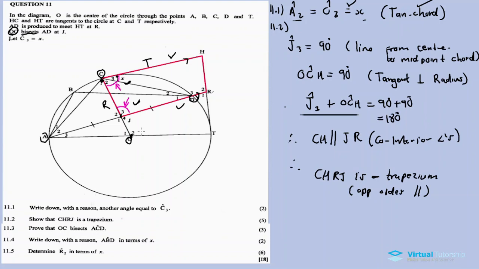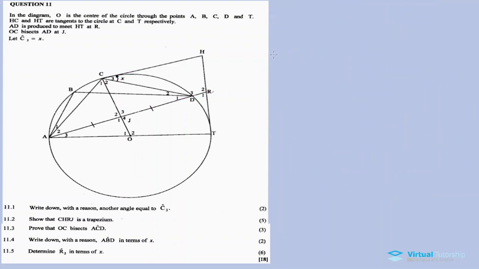So Lana, I don't think I will have enough space, so I'm going to erase and answer this question. All right, 11.3. So that OC bisects angle ACD. All right, now line OC, we want to show with this line bisects angle ACD, this angle. So in other words, we need to show with the angle C1 ulingana no angle C2. So that's the idea here.